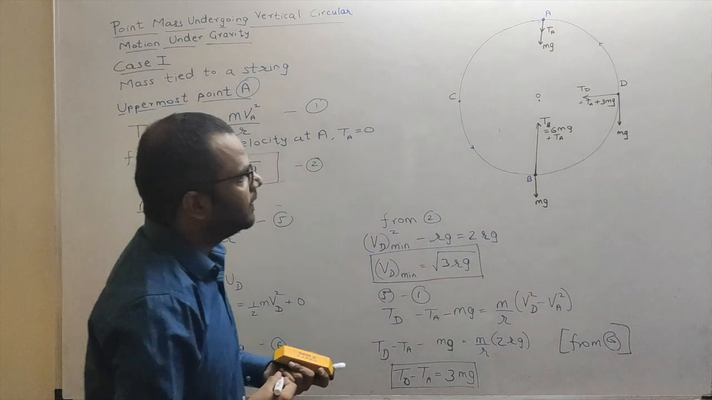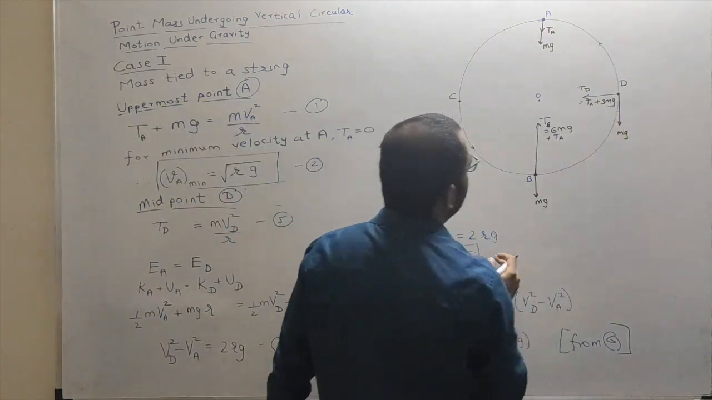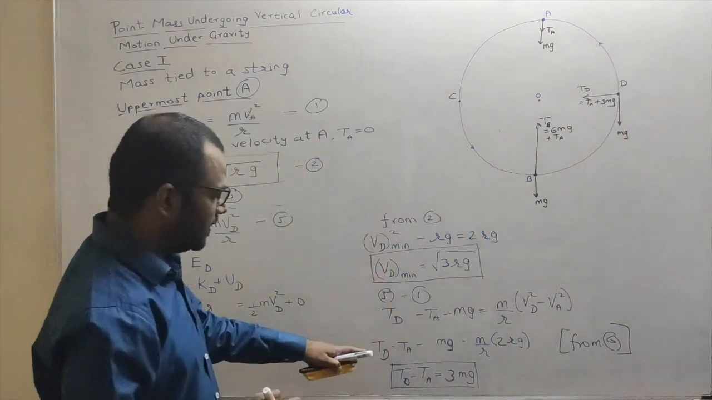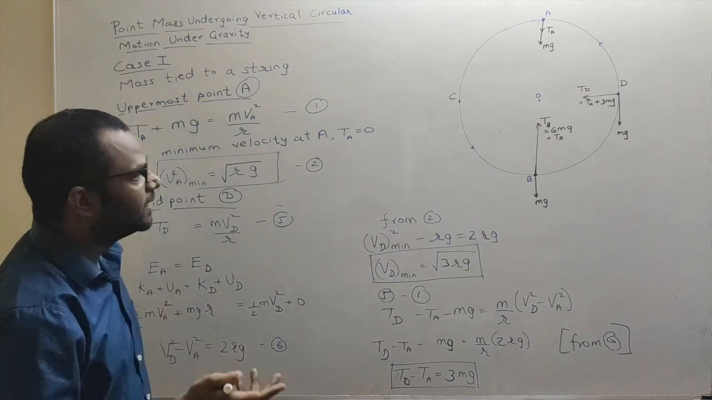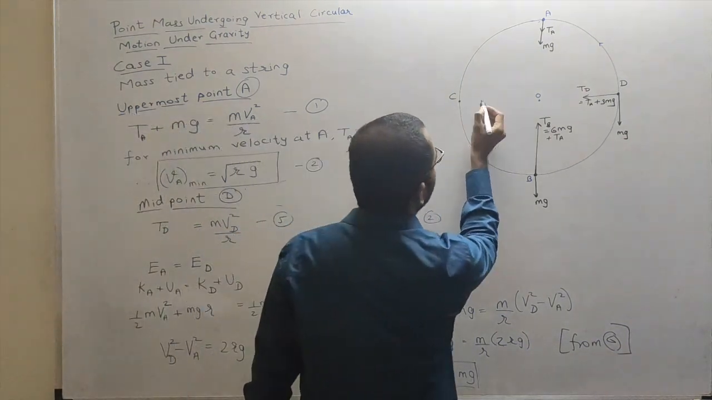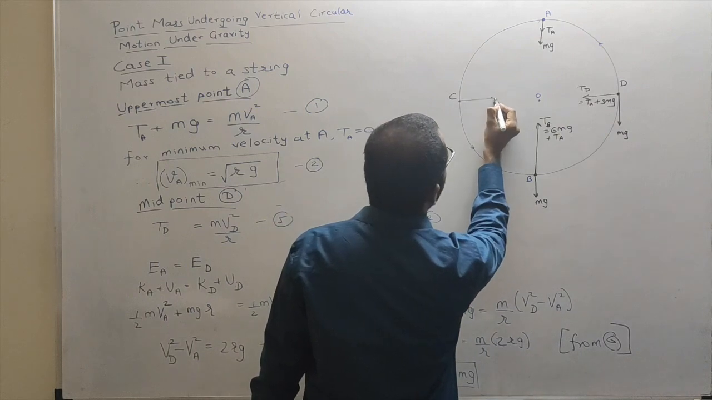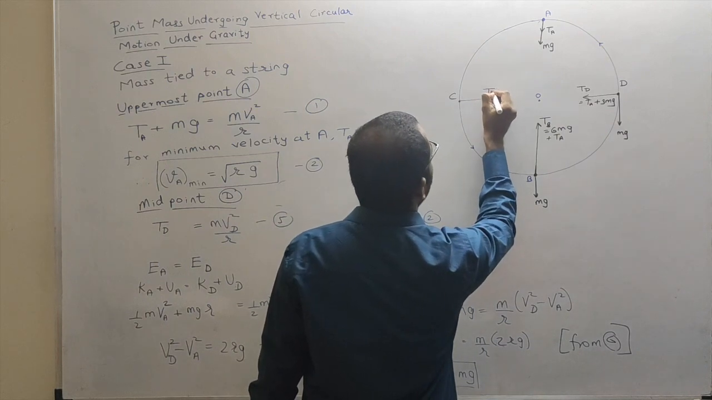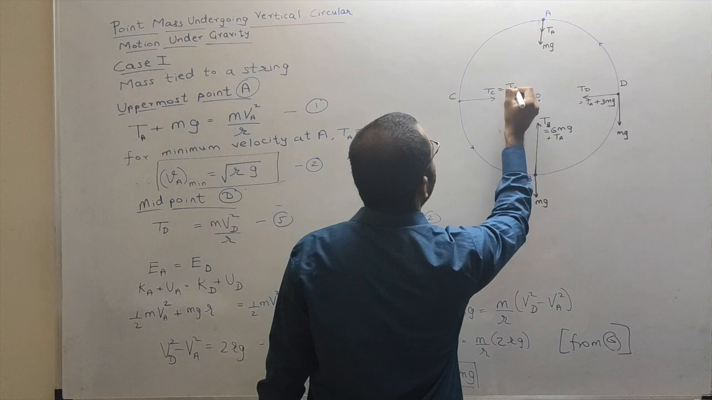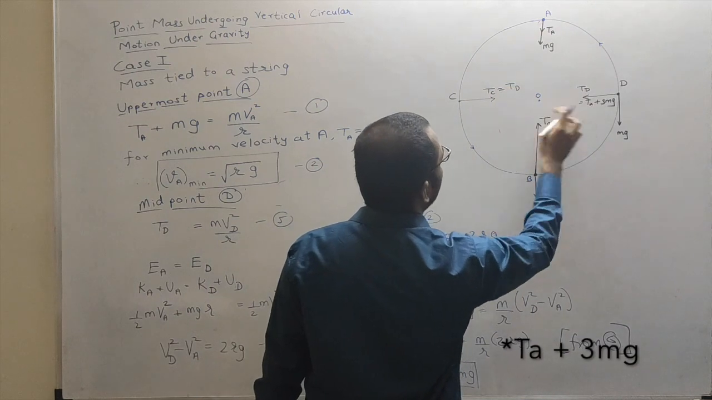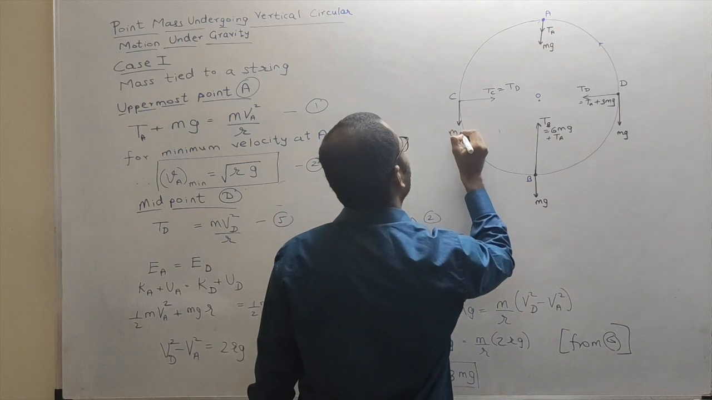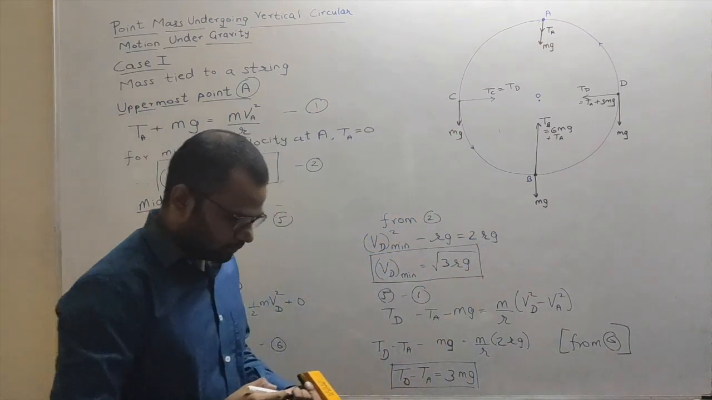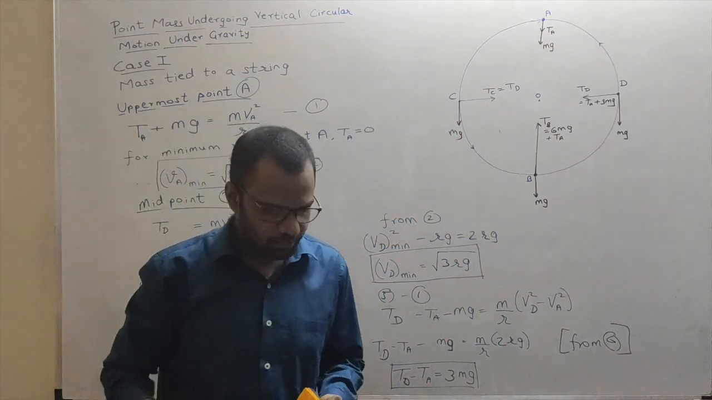Fine. So this is about when the particle is at the mid position D. Similarly, for point C, I will get the same thing. So TC will be equal to TD, and that will be equal to TA plus 6mg. The mg is still acting in the downward direction. Okay, fine.